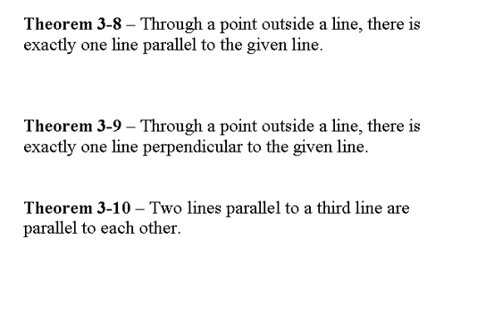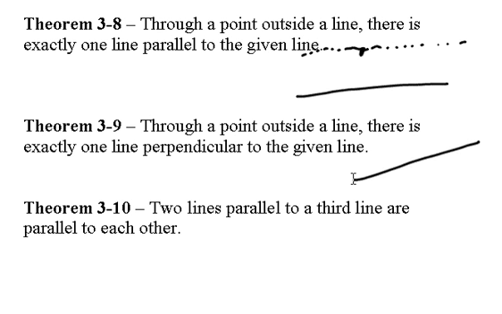Now, Theorem 3.8 and 3.9 are not ways to prove lines parallel. They're statements about what happens when we have a line and a point not on that line. Theorem 3.8 says, through this point, not on this line, there's exactly one line I can draw that's parallel to the line. So if I were to draw one line through that point that's parallel to this line, I can't draw a different line that's parallel to this going through that point.